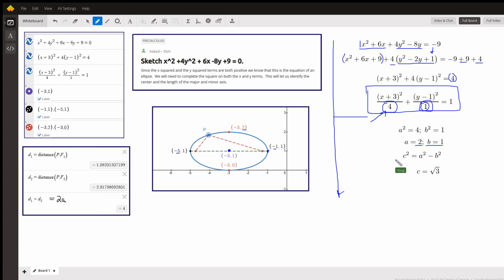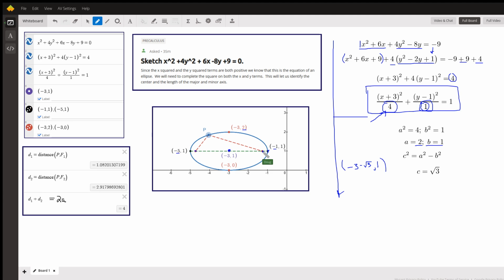Okay. Now c is the distance from the center to one of the foci. So I've actually plotted the foci here, which would be (-3 minus the square root of 3, 1). That would be this focus right here, and this would be (-3 plus the square root of 3, 1).